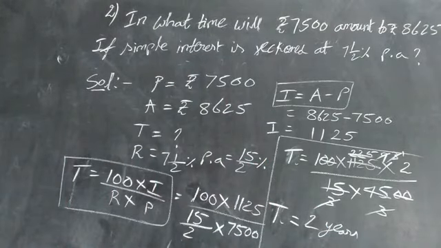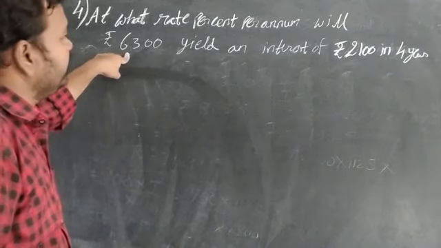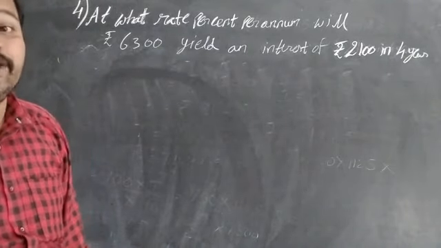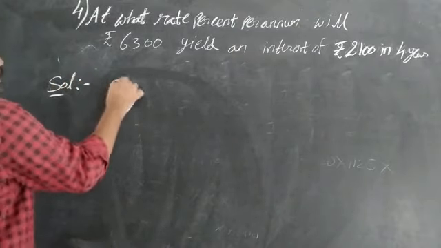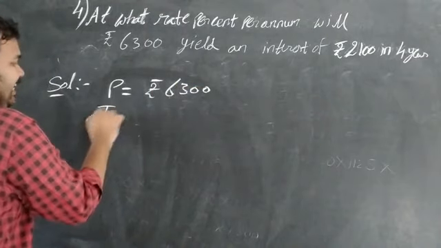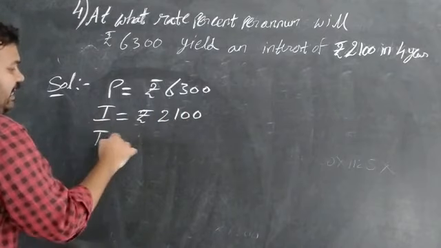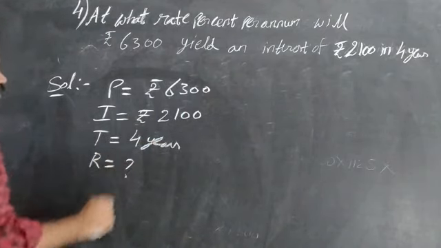So the next sum is: at what rate percentage per annum will rupees 6300 yield an interest of rupees 2100? Yield means gives. Writing the solution: principal is rupees 6300, interest is rupees 2100, the time taken is 4 years. They are asking about rate. Rate is equal to question mark.